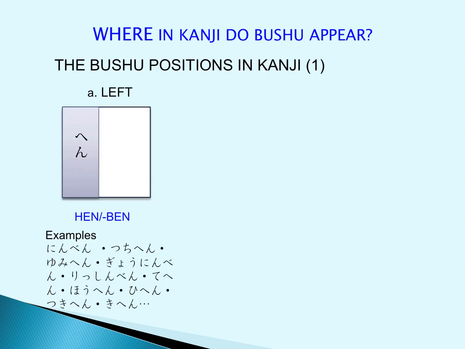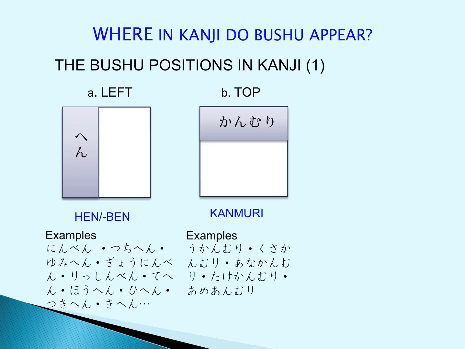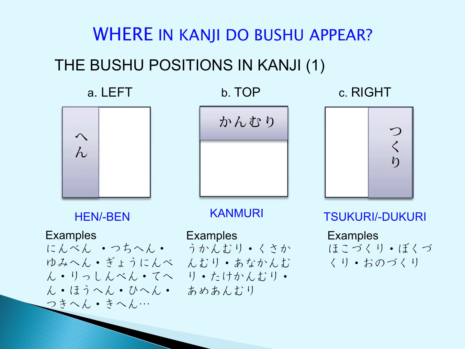Where in kanji do bushu appear? Each bushu appears at a set position. If bushu appears on the left side, it's called hen, or ben. This position is by far the most frequently used. If at the top, it's called kanmuri, a headdress. If on the right side, it's called tsukuri or zukuri.